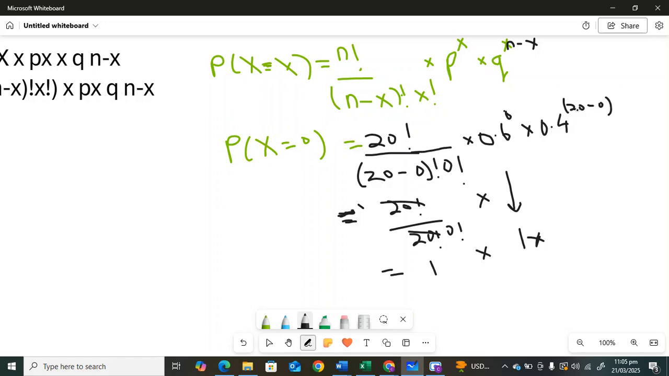In your calculators, can you put 0.4 to the power 20? Can we put 0.4 to the power 20? No, I found it. I found it.